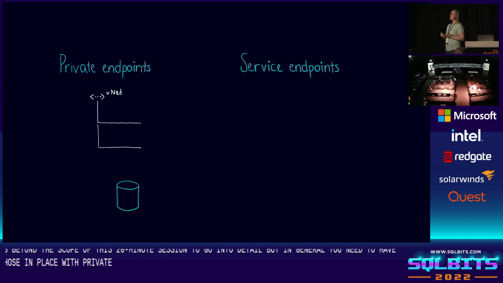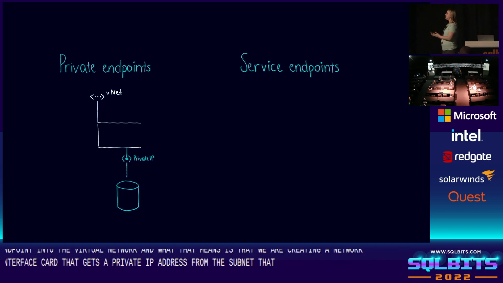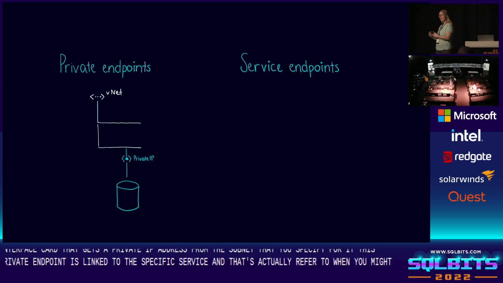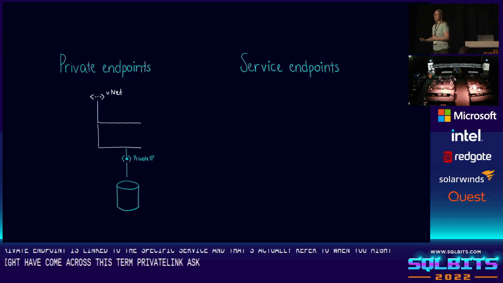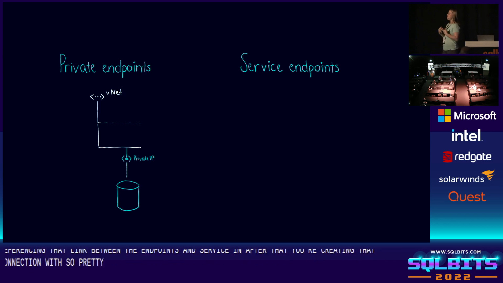With private endpoints, what we're doing is that we are creating a private endpoint into the virtual network. And what that means is that we are creating a network interface card that gets a private IP address from the subnet that you specify for it. And then this private endpoint is linked to the specific service. And that's actually what is referred to when you might have come across this term private link as well. So the private link is actually referencing that link between the endpoint and the service in Azure that you're creating that connection with. So pretty much it's a separate resource.